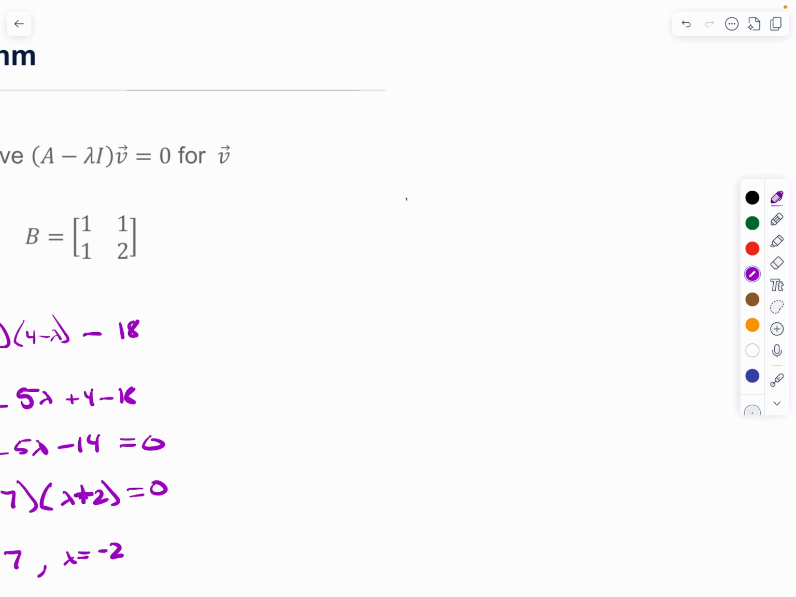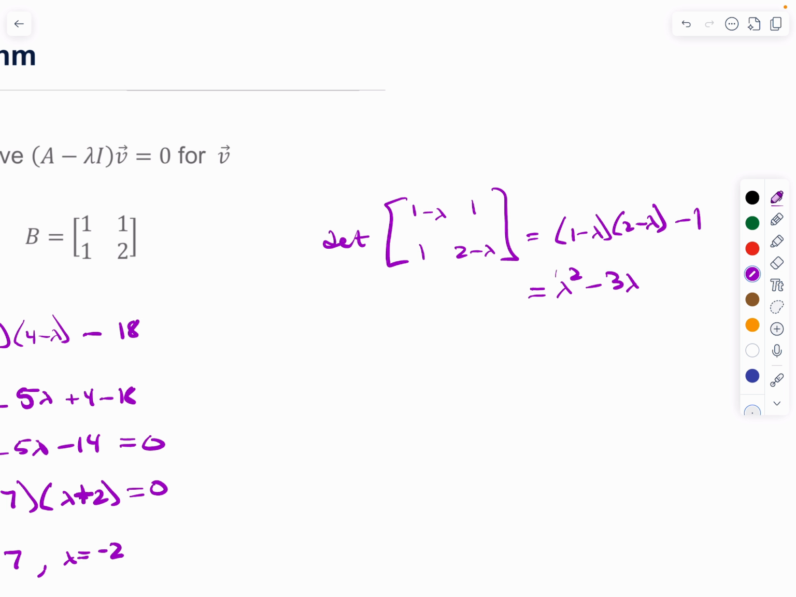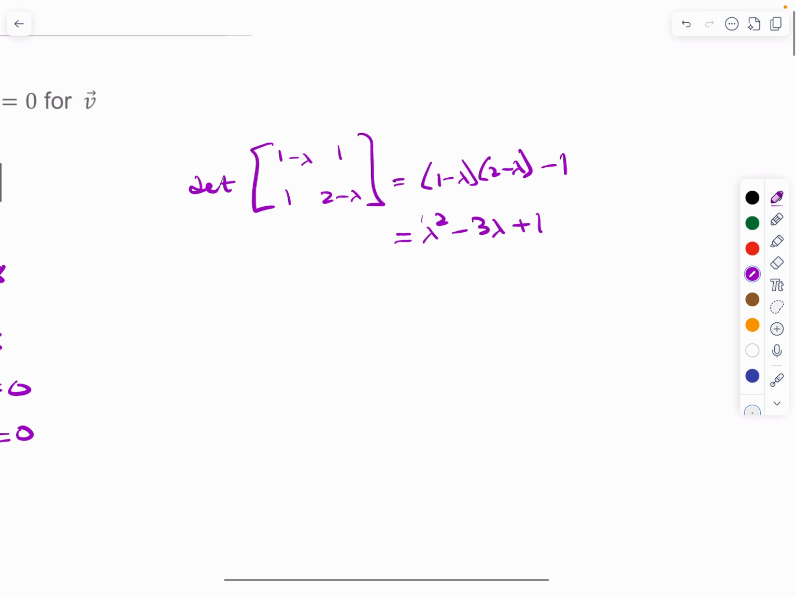I don't know if we did this one. Let's try. So 1 minus lambda, 1. And then this is going to be 1, and then 2 minus lambda. So give me a minute. Determinant. So this is going to be lambda squared minus 3 lambda plus 2 minus 1, which is, I remember this one. This one was yucky.